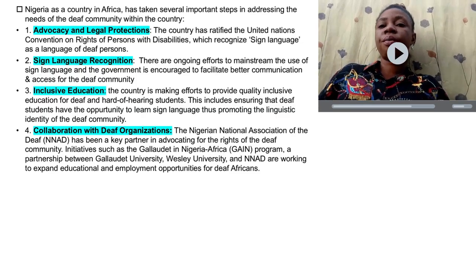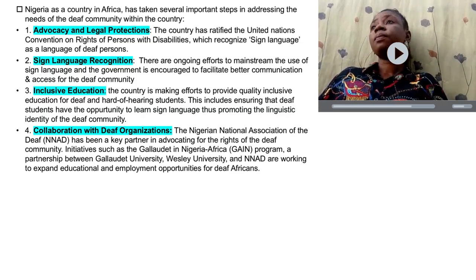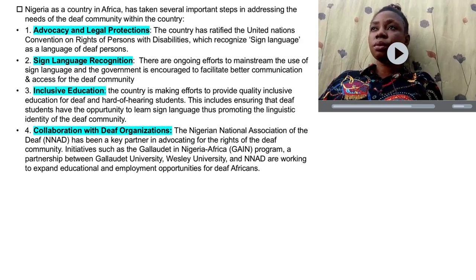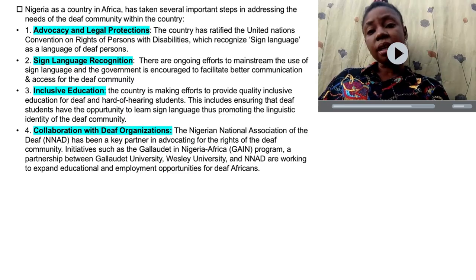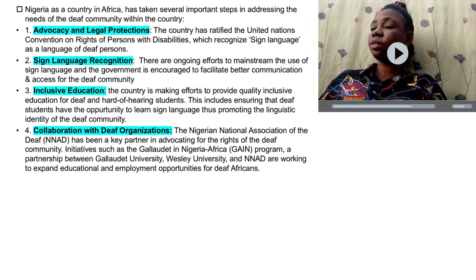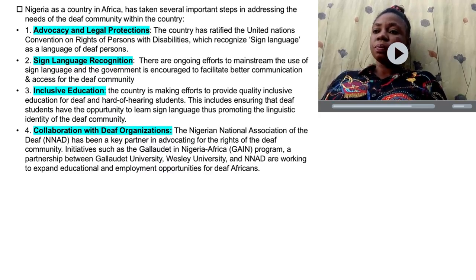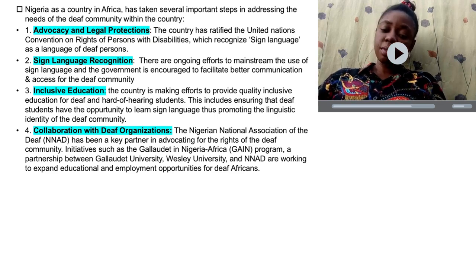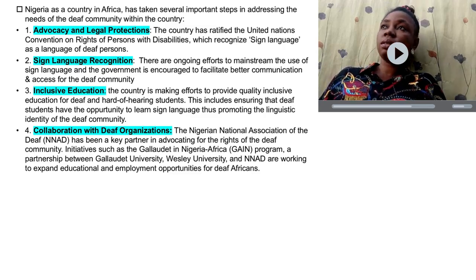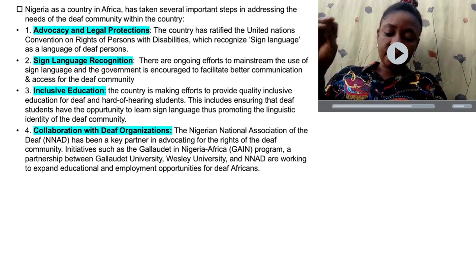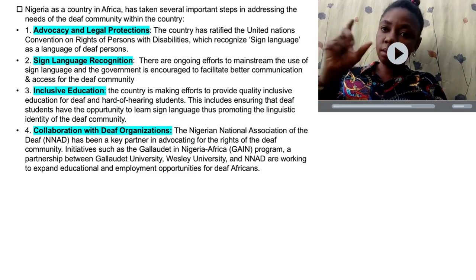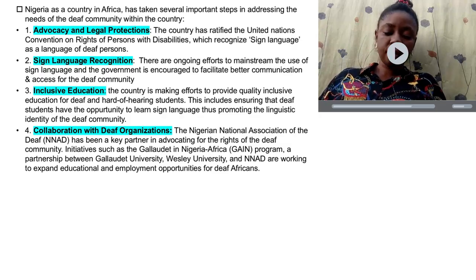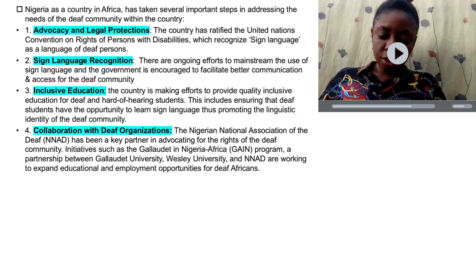So away from the challenges faced, Nigeria has actually made effort to address the needs of deaf persons. So we have the advocacy and the legal protection. They have ratified the United Nations Convention on the Rights of Persons with Disabilities that recognizes sign language as a language that is used by the deaf persons. This they have done.